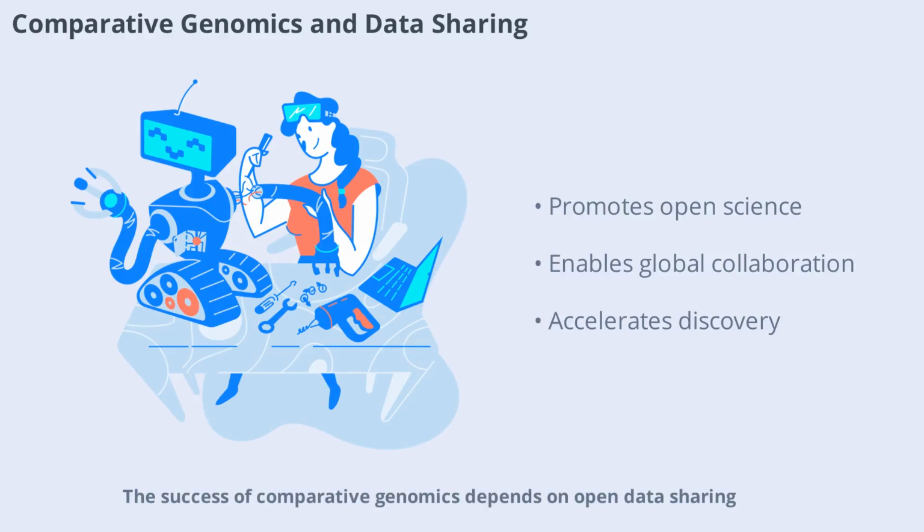Success of comparative genomics depends on open data sharing. Public databases such as GenBank and Ensembl provide access to thousands of genomes, enabling researchers worldwide to collaborate and accelerate discoveries. Data sharing fosters transparency, reproducibility, and innovation in genomics.